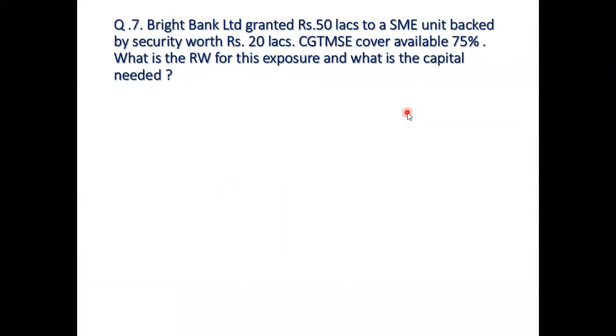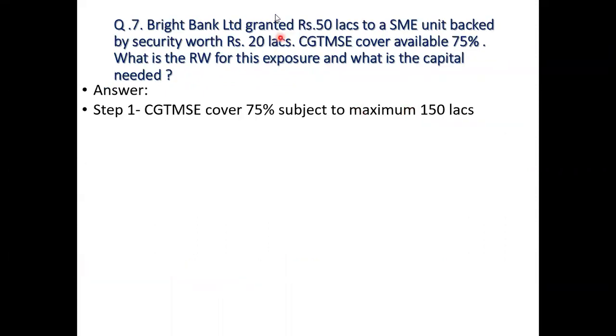Okay, the 7th one. This is different. Please remember, CGT SME means different. Bright Bank has granted 50 lakhs to an SME, backed by security of 20 lakhs. CGT SME covers 75%. What is the risk weight? What is the capital needed? This is a beautiful question because they are including CGT SME. Step number 1: the SME unit comes under the 50 lakhs only.